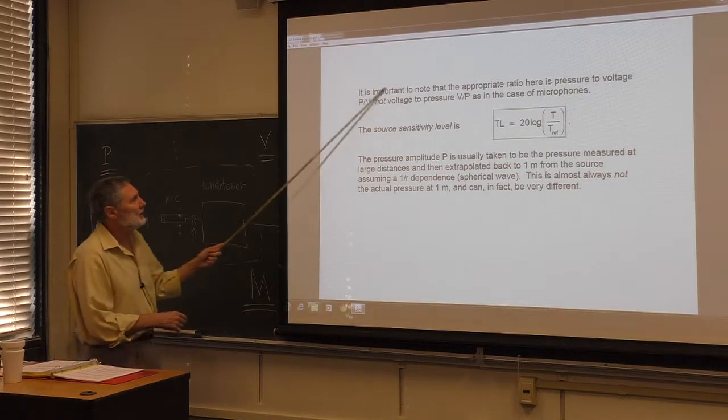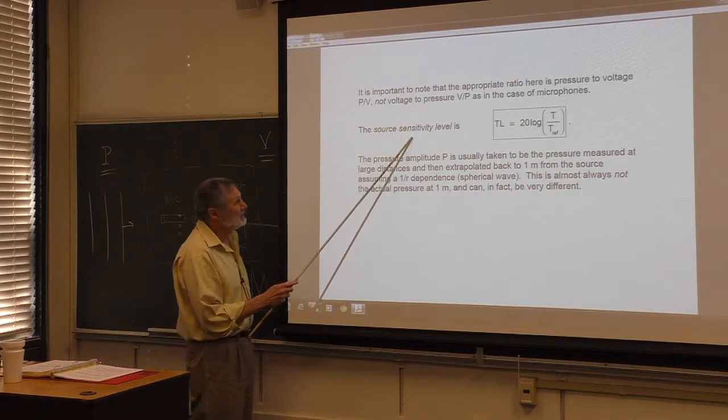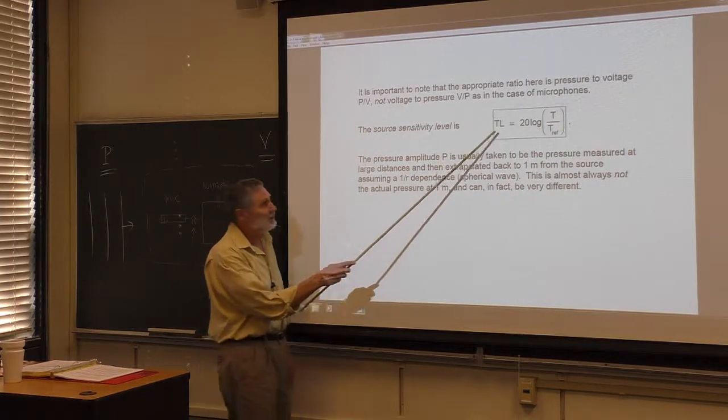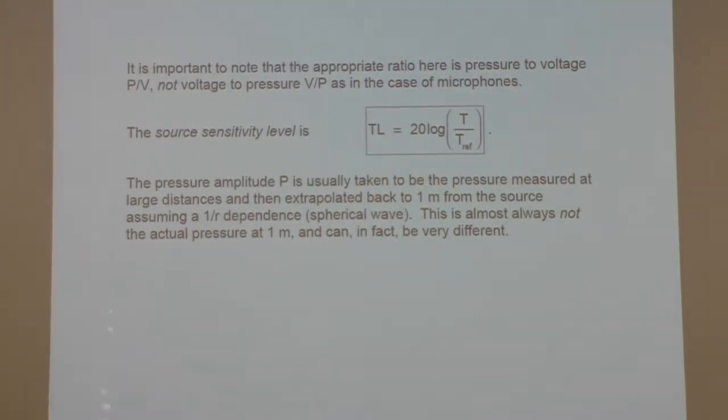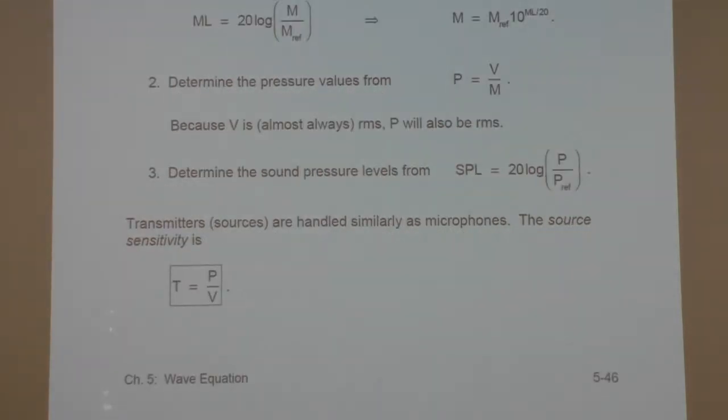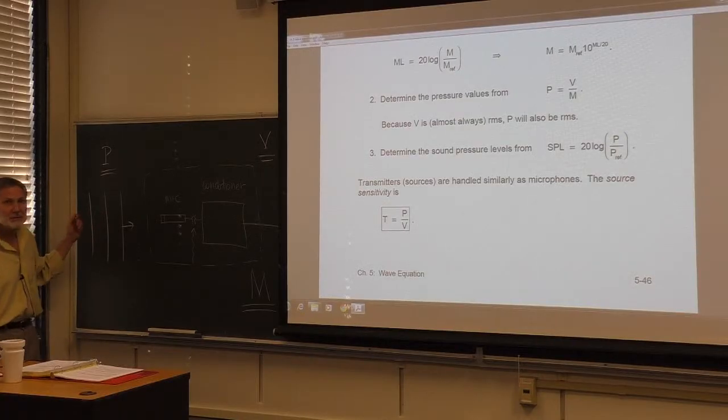So that's what I just said here. The source sensitivity level is going to be this, just like microphone sensitivity. And now we got a bit of a problem here. And the problem is already back here. Where do you measure the pressure output here? In general, it's going to be a function of distance, right? So what do you do?